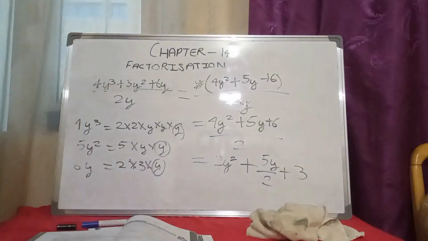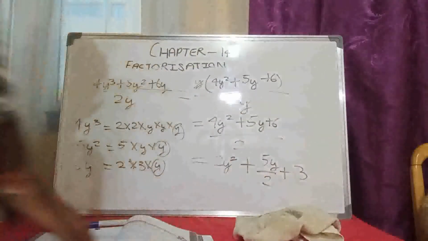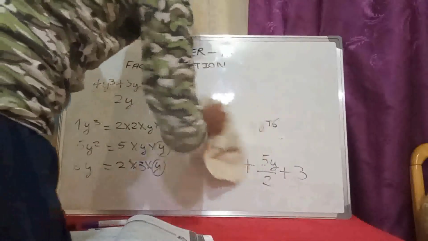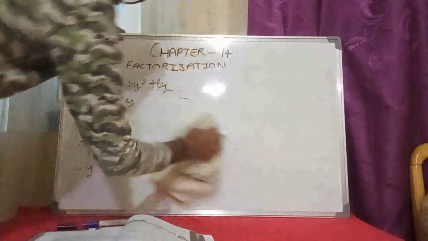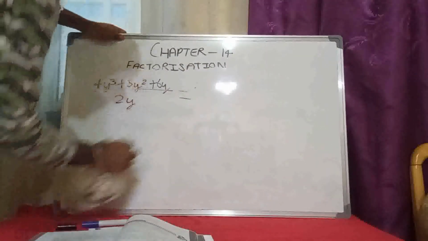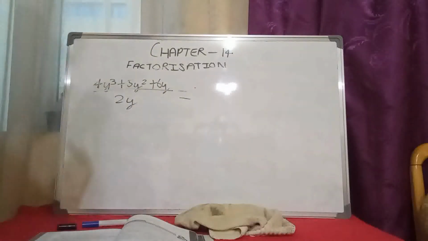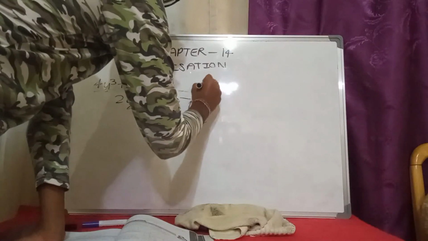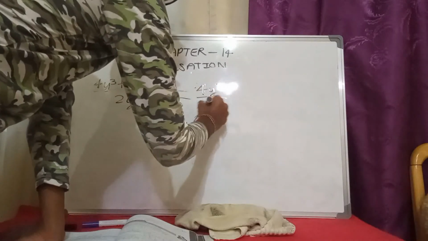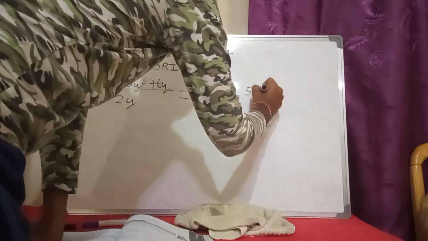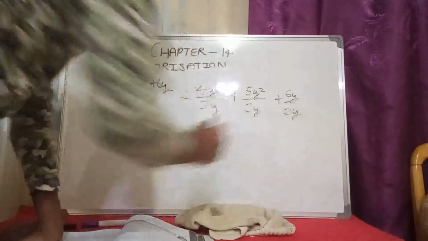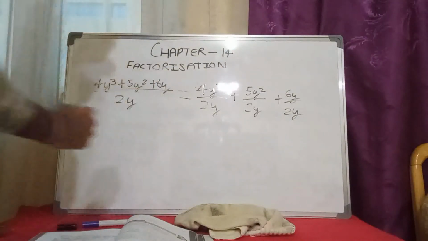Now the other method is dividing each of the terms by 2y. We'll see that. The other method can make this question easier, but another question that can come in the exam might make it a bit difficult. So now this will be 4y cube divided by 2y plus 5y square divided by 2y plus 6y divided by 2y. This is the way we separately divide each term with 2y.